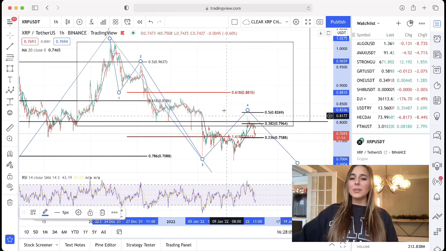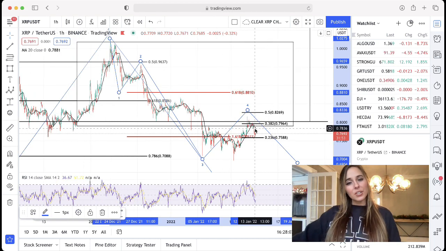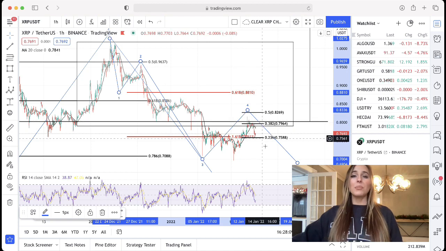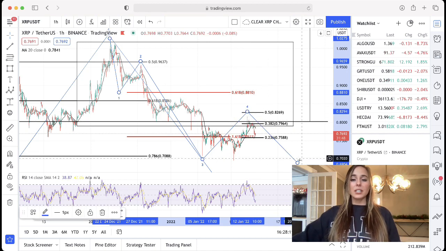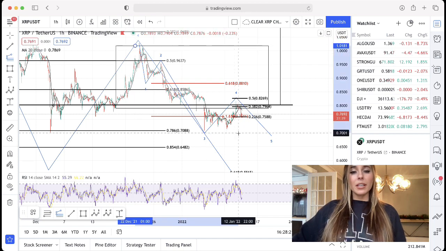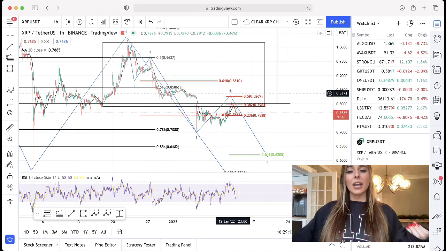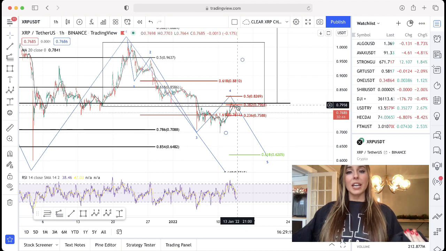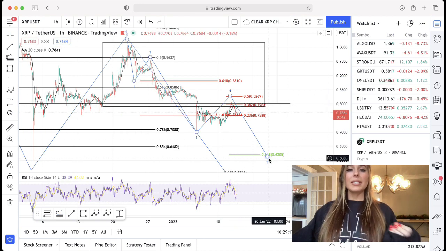So now we resisted there. We're still under the 382 mostly, and we're coming down. So now we need to get our targets for this wave 5 here. We're going to come up and click to the top of 1, the bottom of where that went, and then also where 4 went. So coming down after this wave 4 from this 382 means the XRP could hit 62 cents.